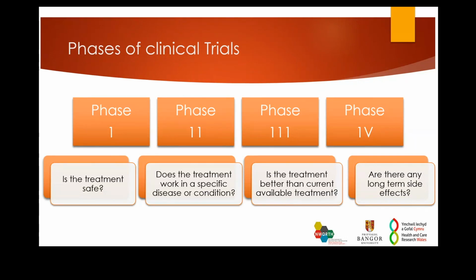So the phase 1 trials tend to assess whether the treatment or the medicine is safe, and look at any side effects or adverse events in that population. Phase 2 trials evaluate whether the medicine or the treatment works on a specific condition or disease. They also are used to establish the effective dose or regime of the medication.